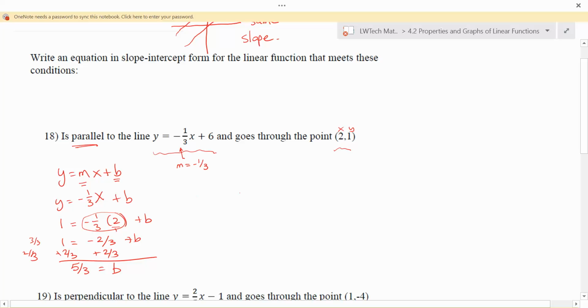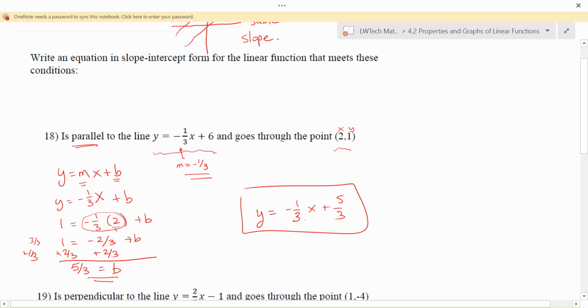So now that I have the slope and the y-intercept, I can now write the equation of the line, and I end up with y equals negative 1/3 x plus 5/3, and notice that this equation, let me make that 3 a little bit more clear there, maybe.